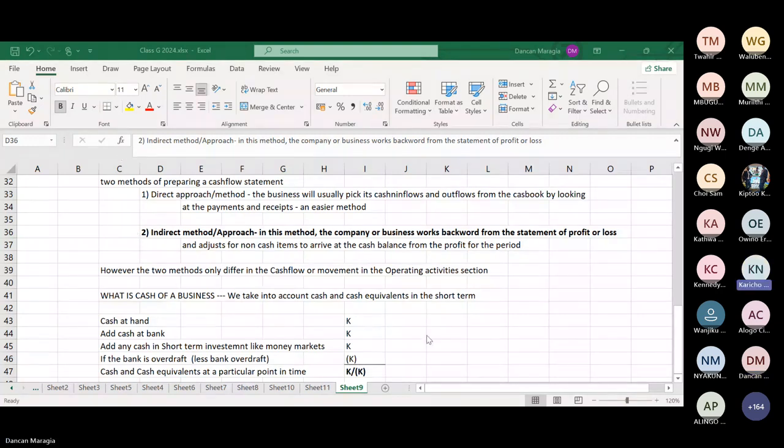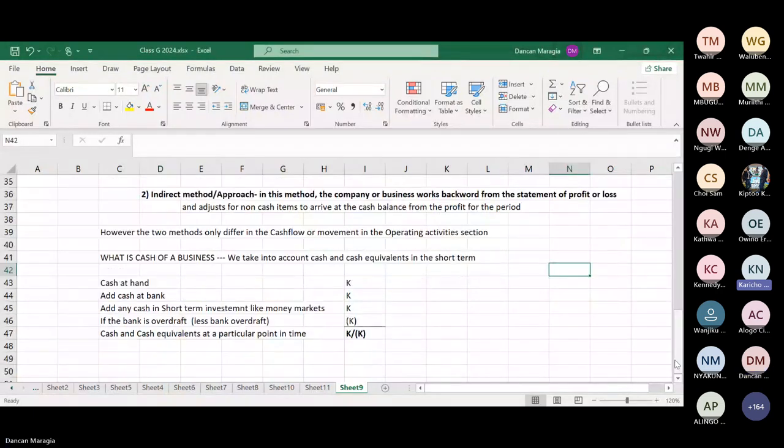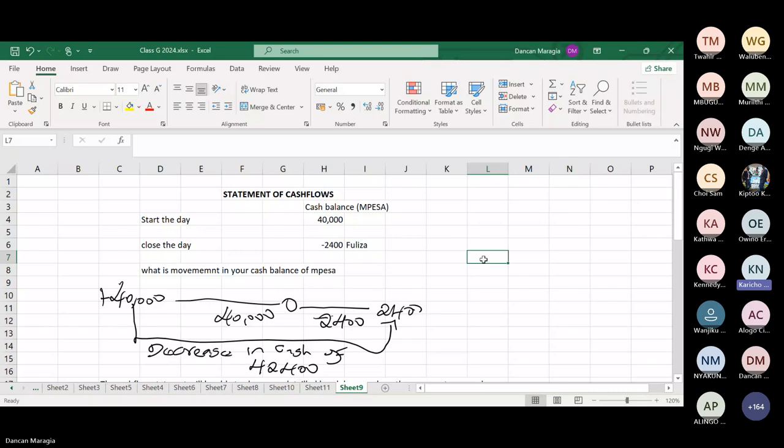I want to apply the idea that you had just started with, the 40,000 and the 2,400. Now, negative. Yes, it's a negative. But when we started, you said it's a Fuliza amount. So in my possession, I have 40,000 and I have 2,400, so I have 42,400, right? No. You got it wrong. No, I got it wrong.